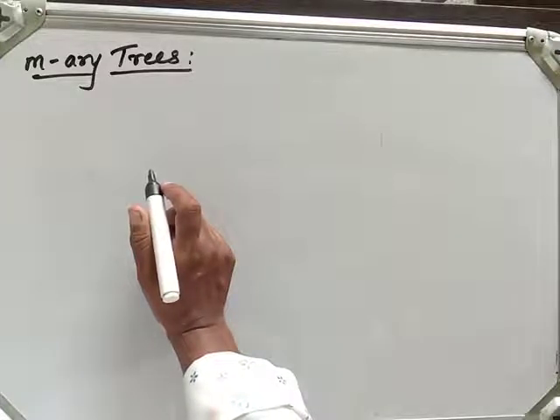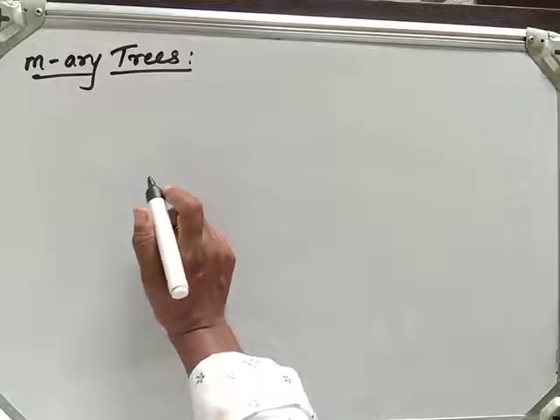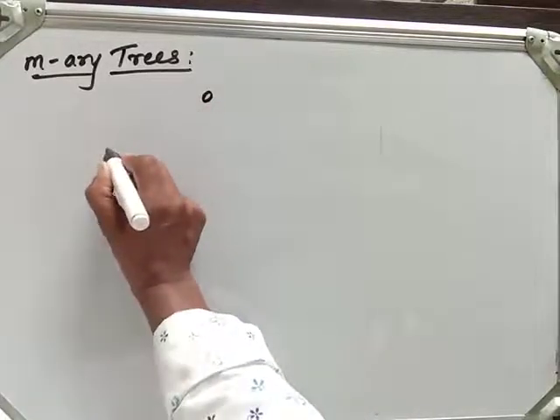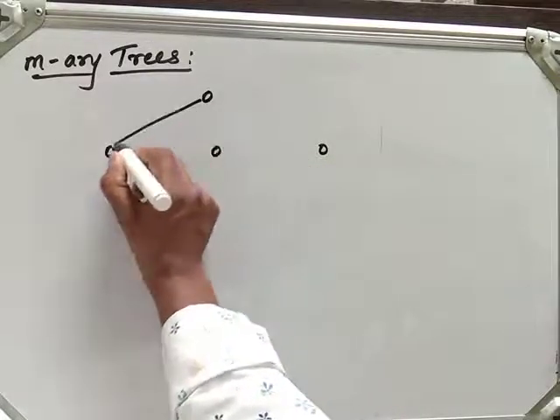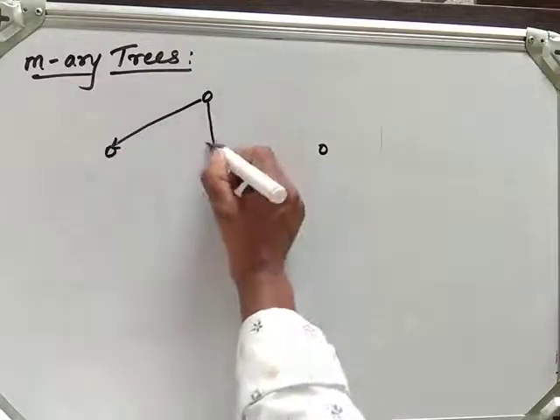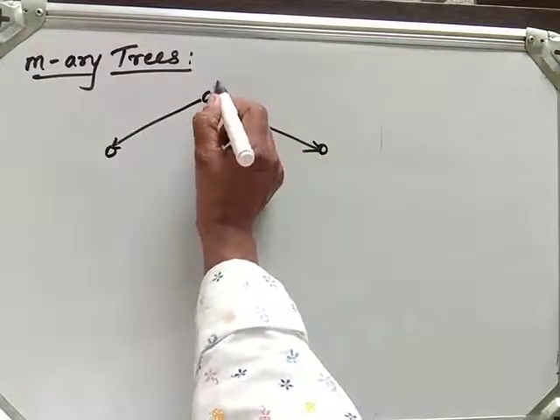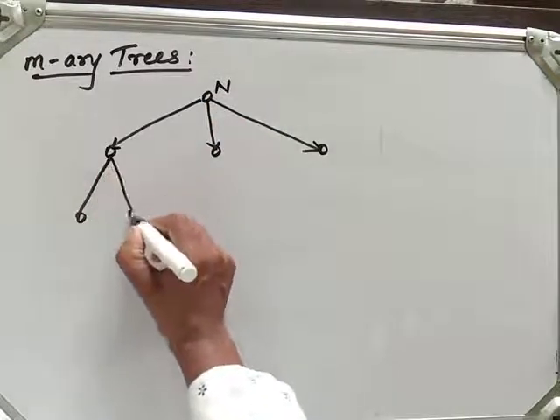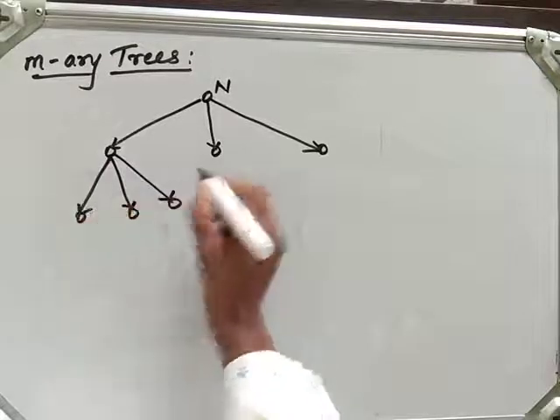unique path from root to each vertex of the graph. We direct each edge away from the root. For example, if we take it as such, then I direct the edge away from the root. This is a root, you know that. Let it be n, right? And suppose I have taken these vertices as such.